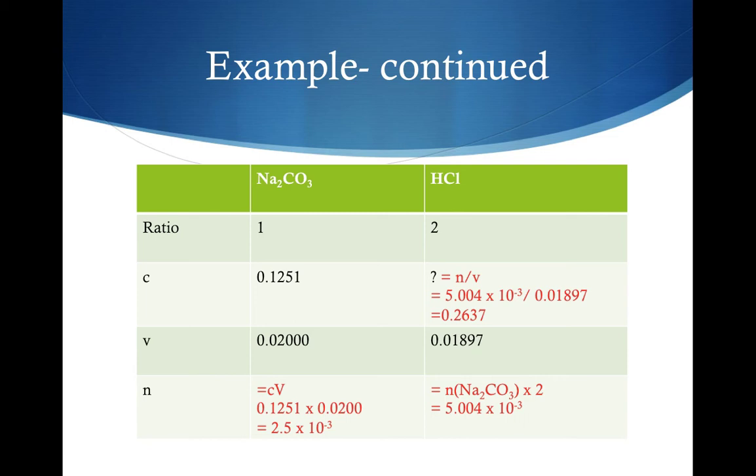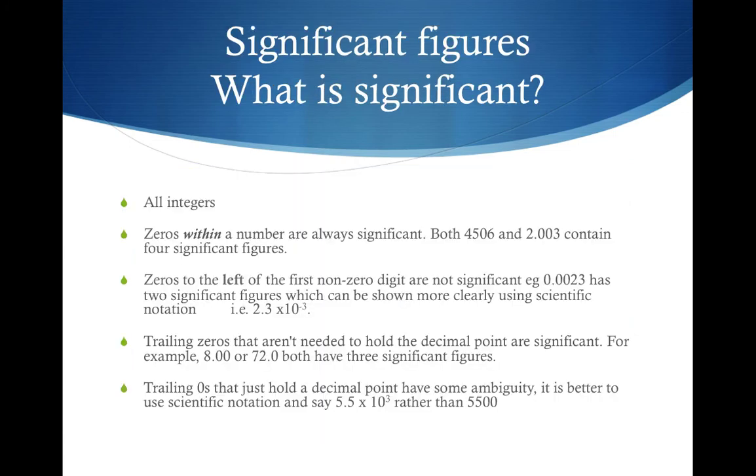Once I've then got my amount in mole of HCl, I've also got its volume. So from there, now I can work out the concentration. So concentration is amount over volume. So I take this amount in mole and divide it by this volume, and that gives me my concentration of HCl. The final thing to consider is how accurately, or how many of the numbers that are on my calculator, I write down. To do that, I need to think about something called significant figures.